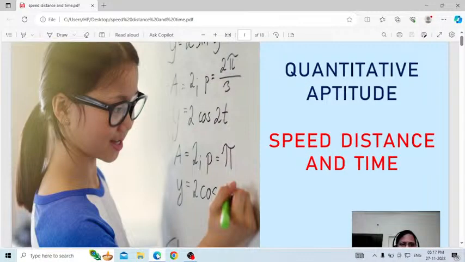Yes, in today's class I am going to discuss quantitative aptitude for the upcoming Karnataka KSET exam. The exam will be on December 31st. In this class I am going to discuss quantitative aptitude, and the topic is speed, distance and time. I will discuss how to solve problems based on this topic, and I will also tell the shortcuts to solve the problems. Okay.